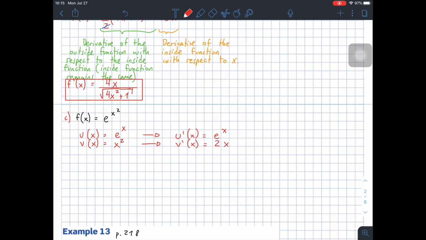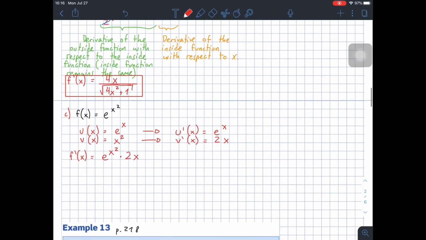Okay, so once we have done this, we perform the chain rule. F prime of x is equal to the derivative of the first function, that is e to the power of x, but instead of writing x, we write whatever the function v is. So this is e to the power of x squared times the derivative of the inner function, right? Which in this case is 2x. So that's the result, right?